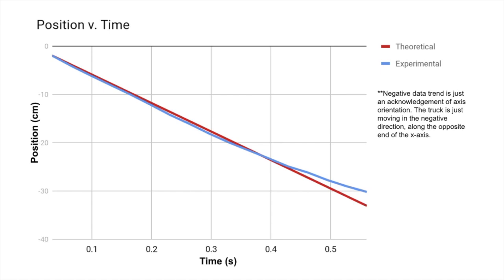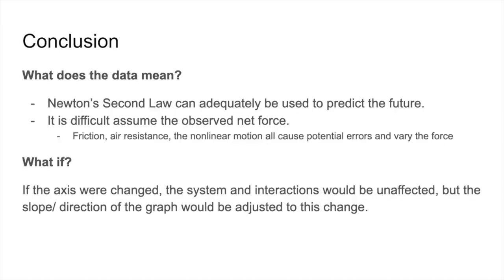Clearly, the graphs are different due to potential errors in real-world experimentation. It is difficult to acquire a true observed net force when, for example, the friction between the tires and the table can affect the change in velocity, or air resistance as well.